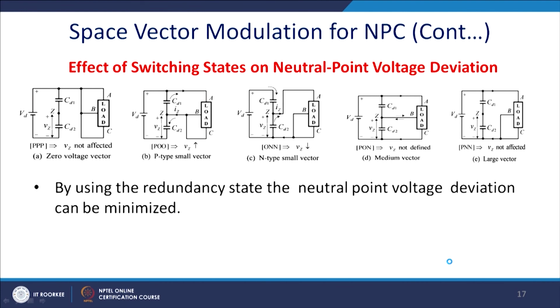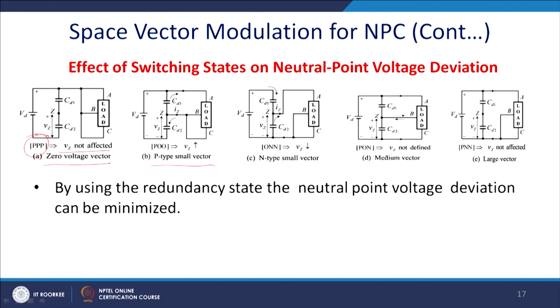And thus these are the options. If you have switched PPP, all the upper switches closed, it means that you have Vz no effect and a 0 voltage vector. So, you short all the legs. Same way, if you have POO, then what happens? Only one leg gets the voltage, others are shorted. So, you get a small vector. Similarly, you can see this combination, this is the anti-small vector, that is ONN. So, you can get the same voltage.